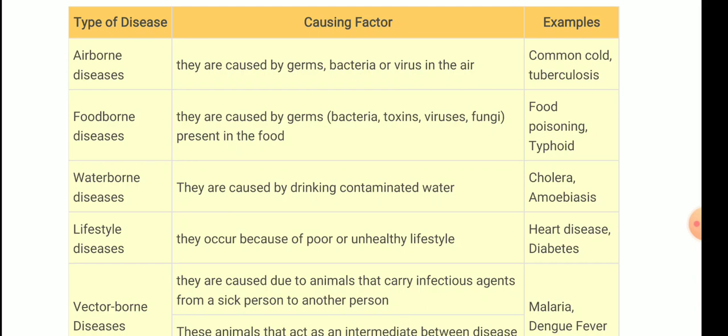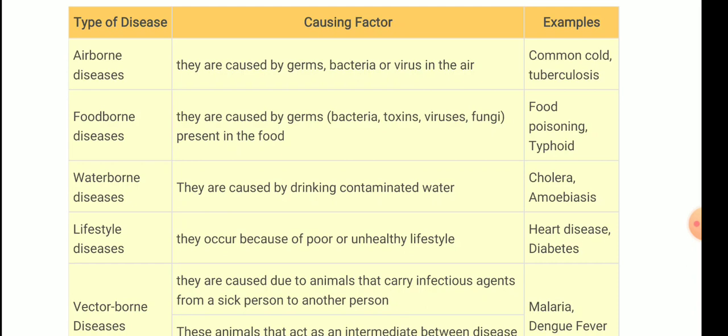Third type of disease is the waterborne diseases. What is the causing factor? As the name suggests, waterborne diseases are the diseases caused because of the water. They are caused by drinking contaminated water. Similarly, they are caused by germs like bacteria that are present in the water, and the examples of waterborne diseases are cholera and amoebiasis. Airborne disease due to air, foodborne disease due to food, and waterborne disease due to different germs, bacteria in the water.